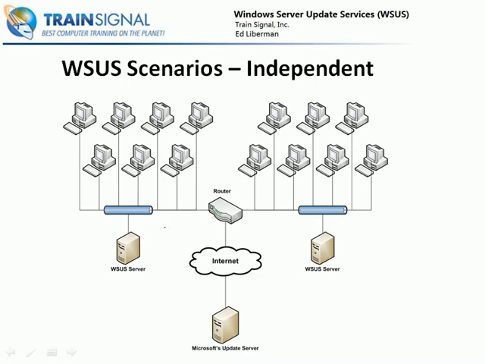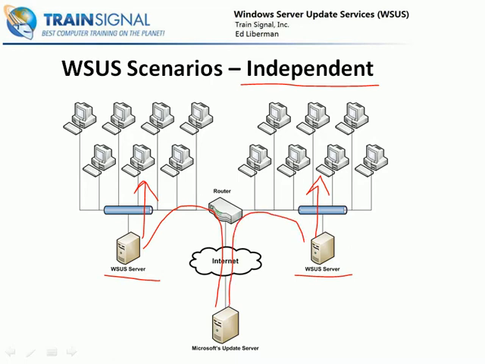The first one I want to talk about here is the independent. The independent scenario is just what it sounds like. We have one WSUS server here which is serving this network, and one WSUS server here which is serving this network. And they are completely independent of one another. In other words, each of these two servers is going to communicate directly with Microsoft's Update Server. There's going to be no replication or synchronization of any kind.